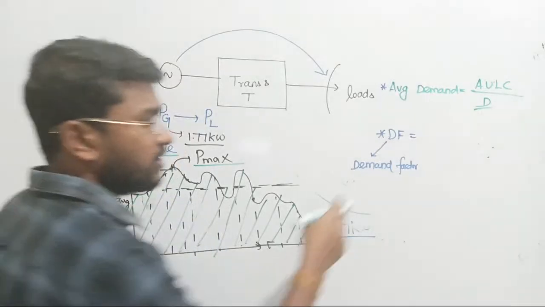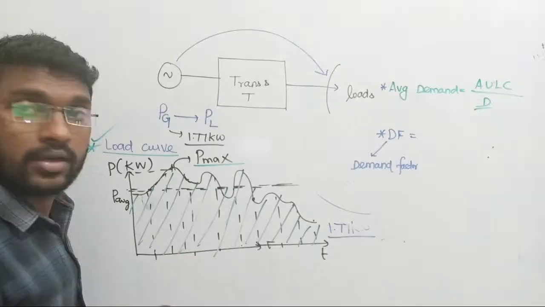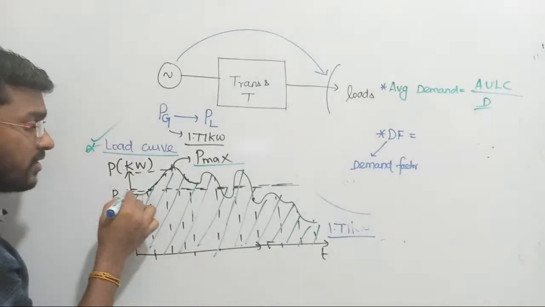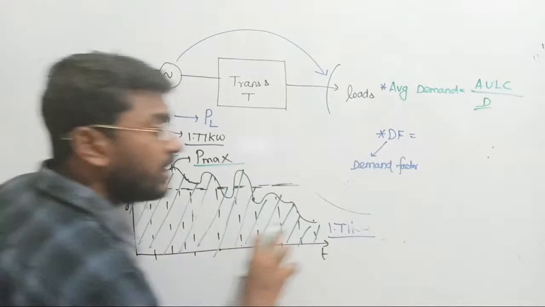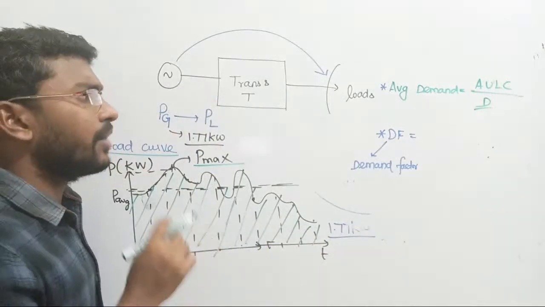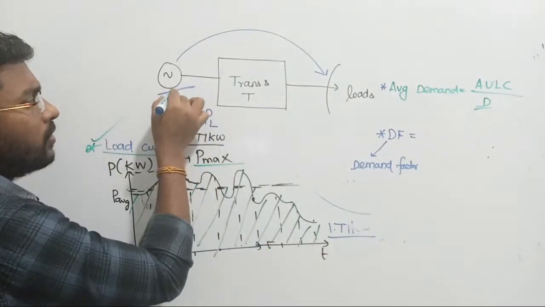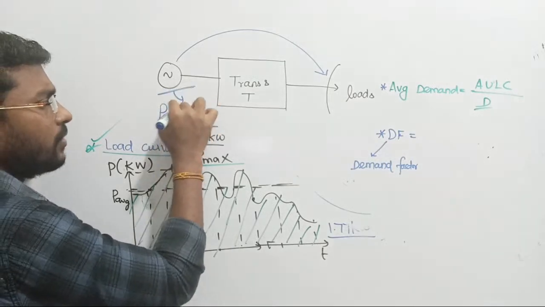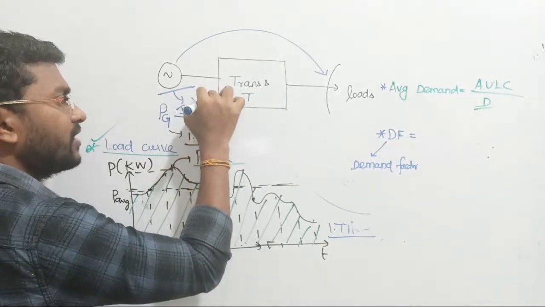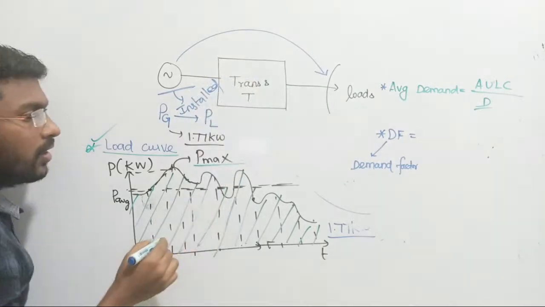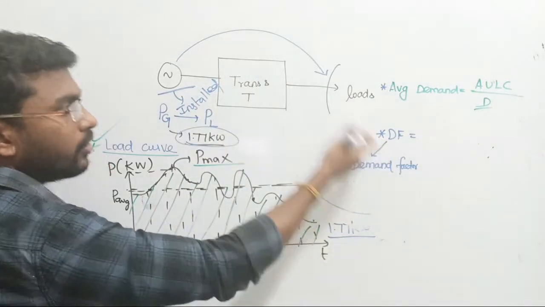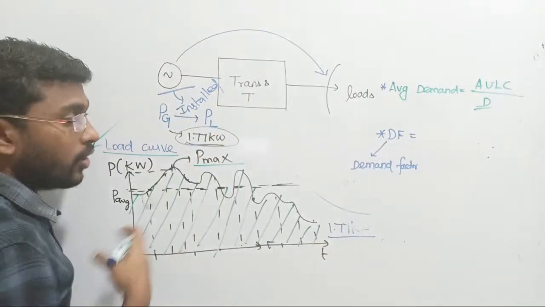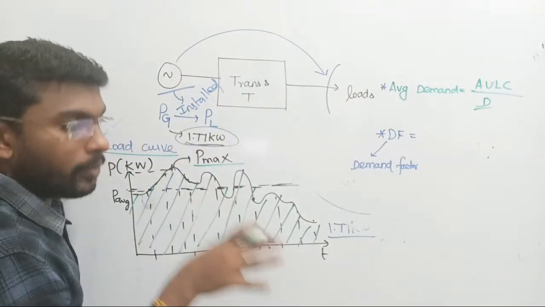When I am trying to estimate the demand factor, I have to check what is the maximum amount of load that is connected here with respect to the installed capacity. Installed capacity is the capacity you have installed for the alternator. See, how much demand we have made, on the load side, the alternator says, sir, I need only 1.77 kilowatt, they say.